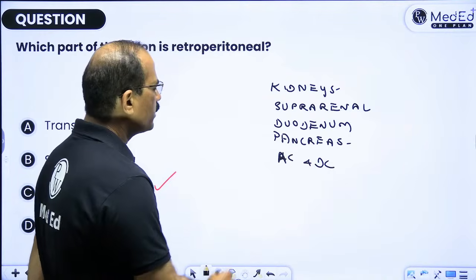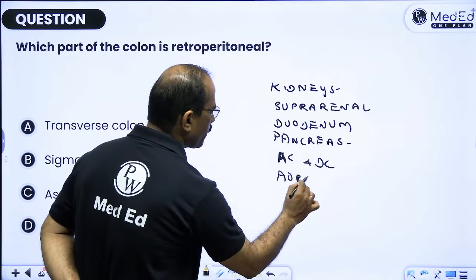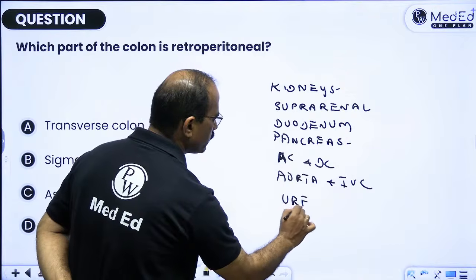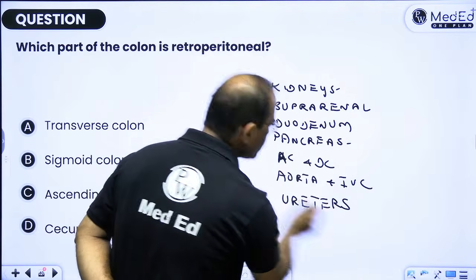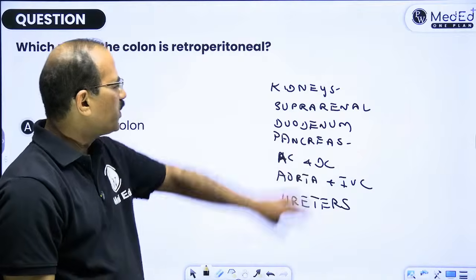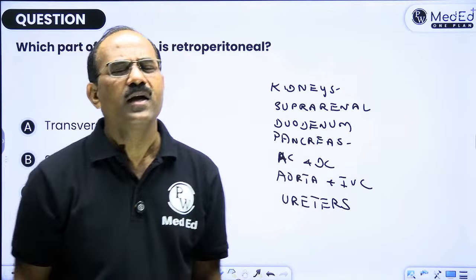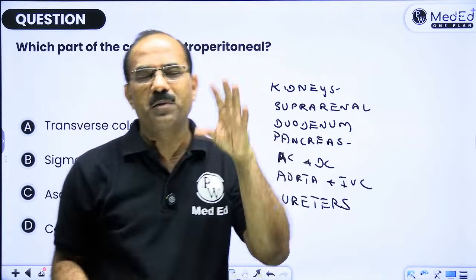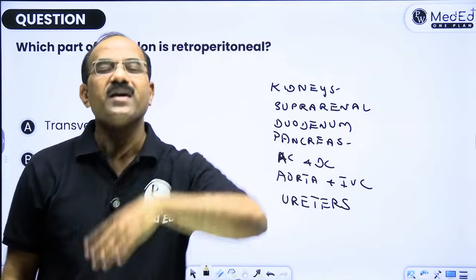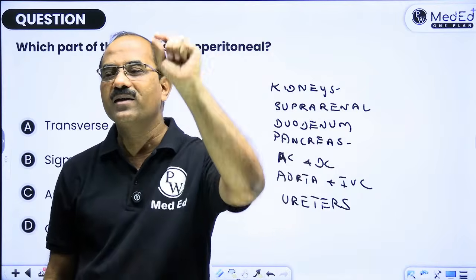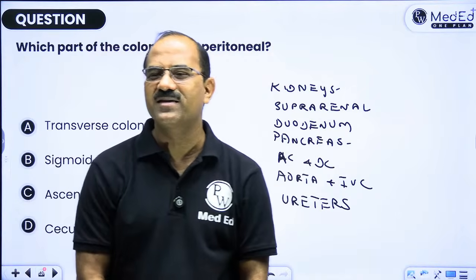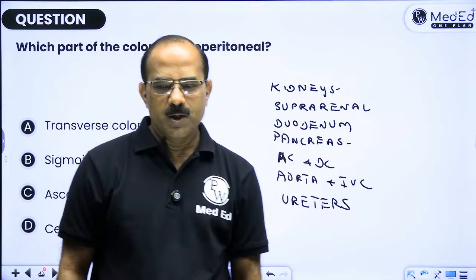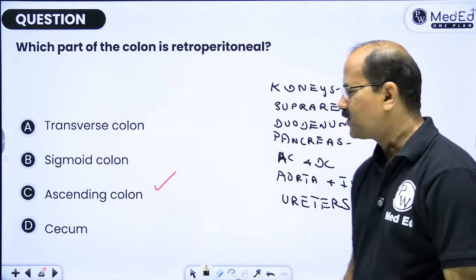Ascending colon, descending colon, aorta and IVC and the ureters. That's the retroperitoneal organs. Remember, children, they always ask the list of retroperitoneal organs: the kidneys, the suprarenal glands, the duodenum, the pancreas, the ascending and descending colon, aorta, IVC and the ureters. This is the list of retroperitoneal organs. Fine. Okay, perfect, very good.